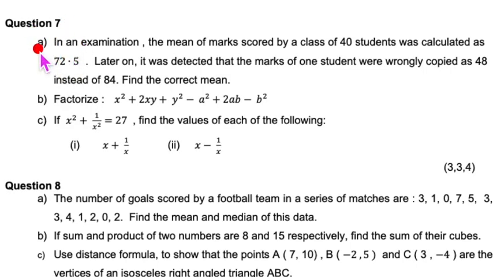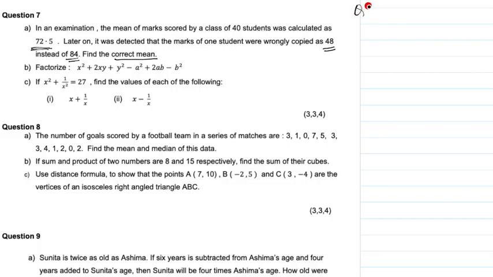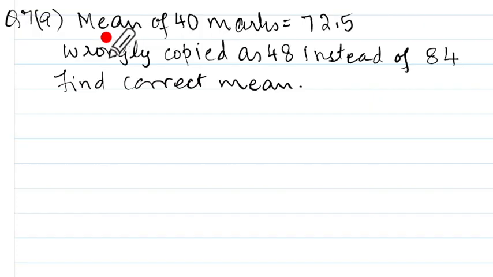Question number 7A. In an examination, the mean of the marks scored by a class of 40 students was calculated as 72.5. Later on, it was detected that the marks of one student was wrongly copied as 48 instead of 84. Find the correct mean. Let us write what is given over here. So 7A, mean of 40 students' marks is 72.5. Wrongly copied mark is 48. It should have been 84.